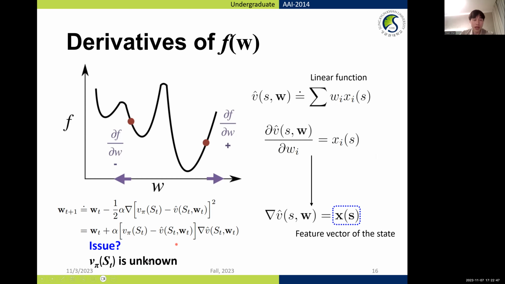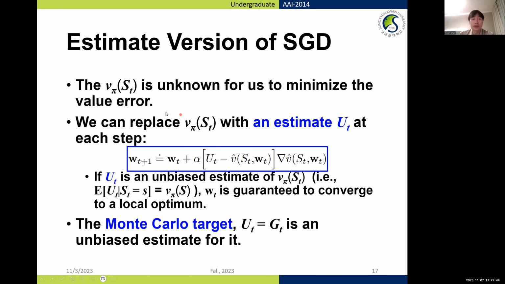Then we can change the version of SGD to an estimated version. We can replace this v pi (st) with an estimate. We use UT to represent this estimate.